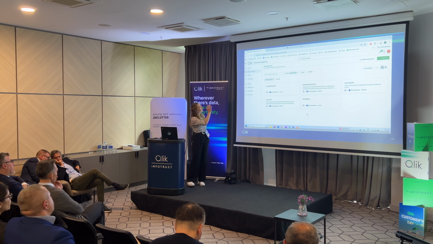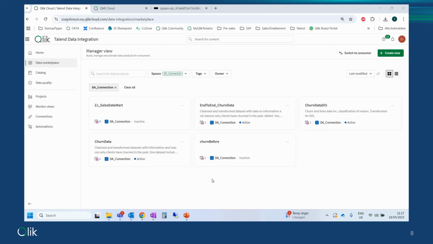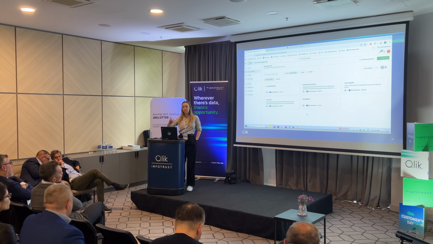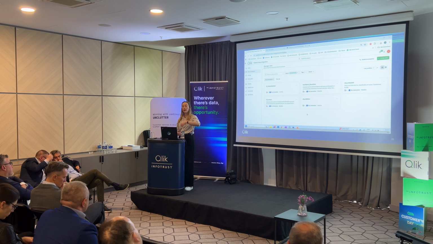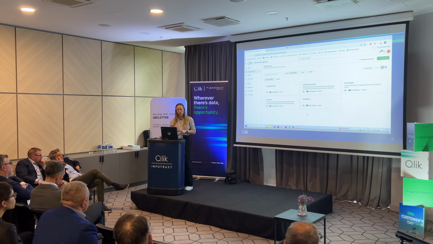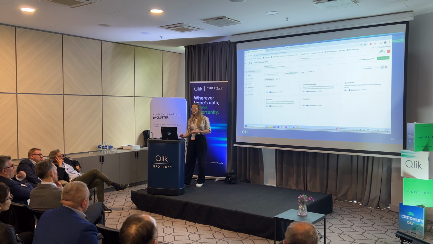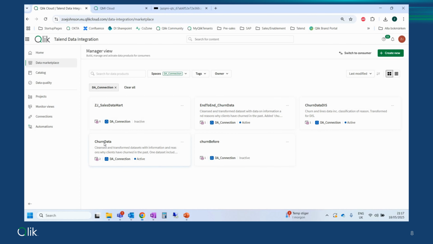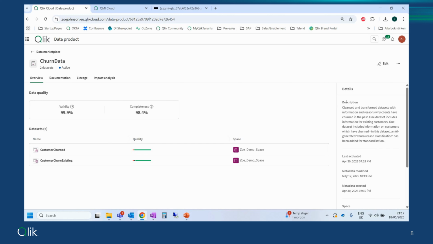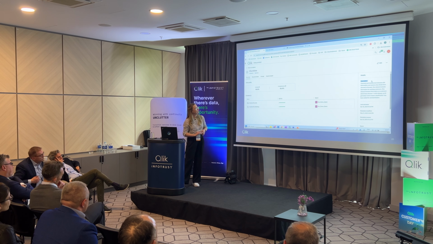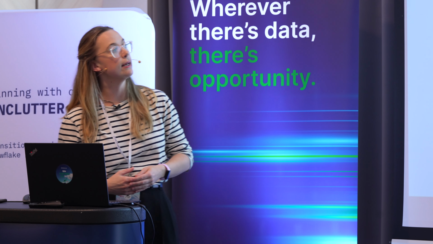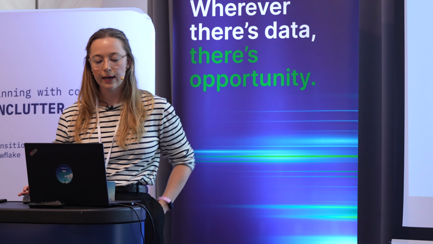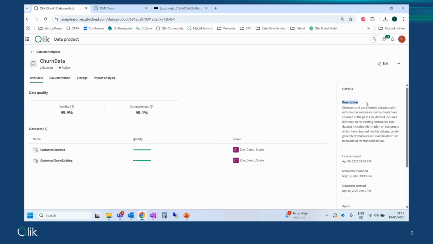Like I said earlier, this is the data marketplace. This is where I can share my data products, and each data product is a collection of my data sets. So I have 2 data sets within my churn data product. That is the data set of the people who churned and the data set of people who are existing. Just like before, I can get an AI-generated description, or I can make that myself. I can make it as easy as I like for Hanu to understand what is in this data.